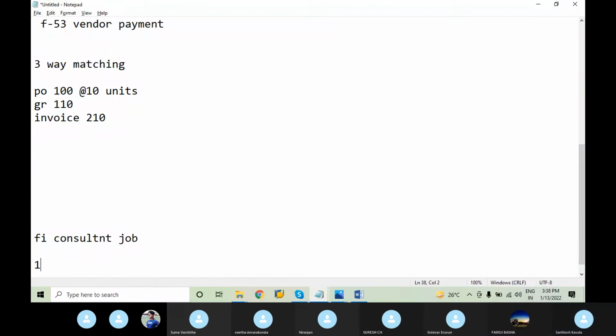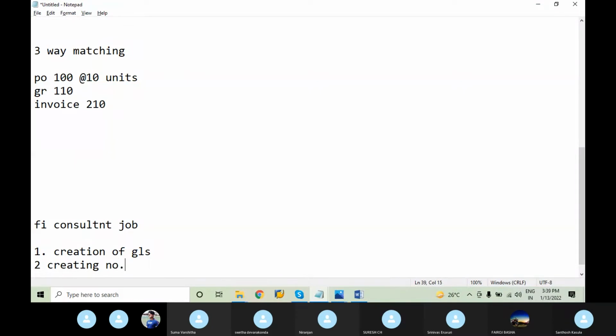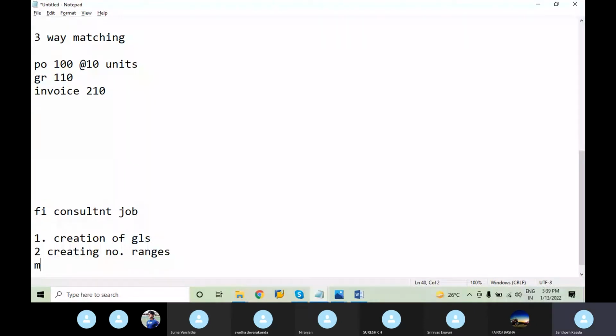One is creation of GLs. The other one is creating number ranges. The other one is integration, which is done in OBYC, and this is FS00 FB.